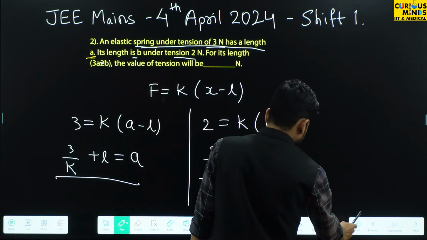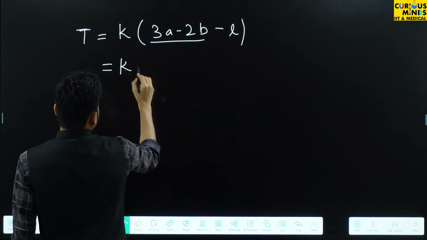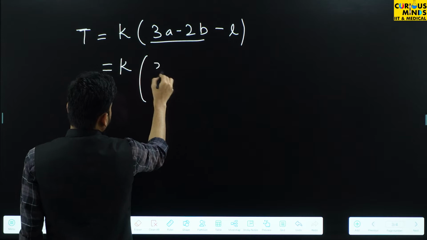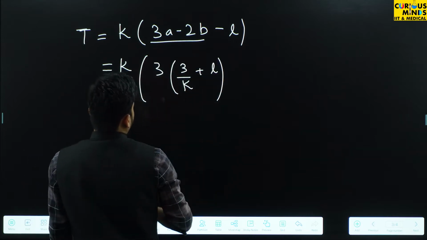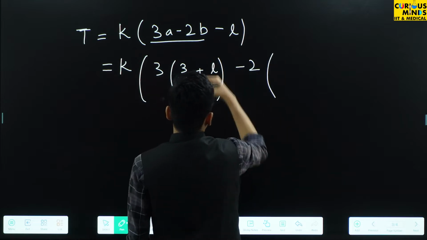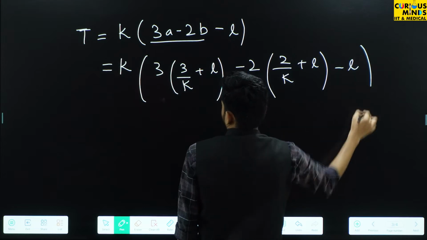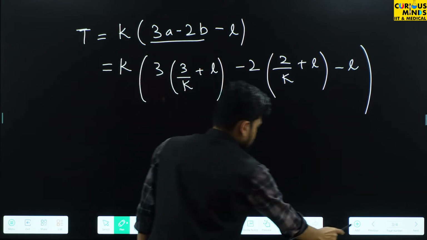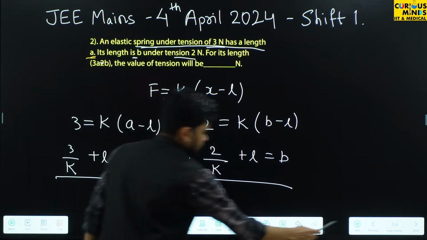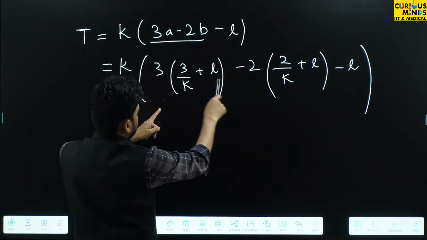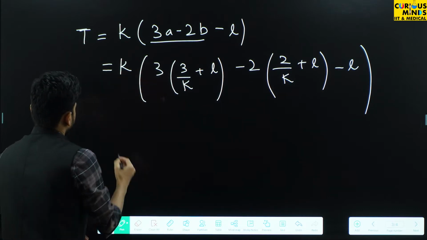Now let's substitute these in the next equation. K as it is, 3 as it is, a is 3 by K plus L. And similarly 2 into b, which is 2 by K plus L, minus L. Let me check once. a is 3 by K plus L, b is 2 by K plus L. Okay, fine. Then let's simplify this.